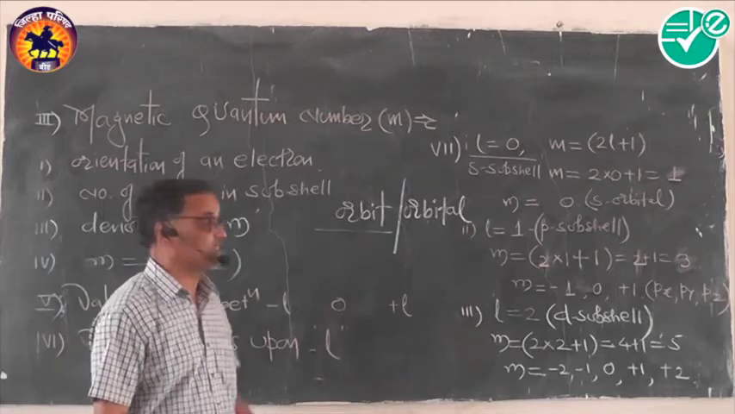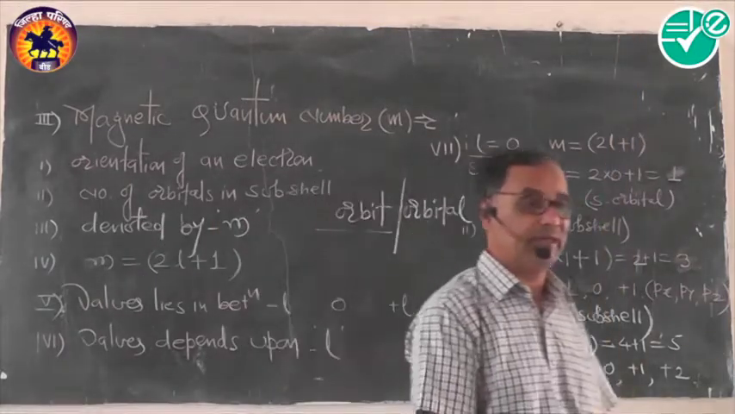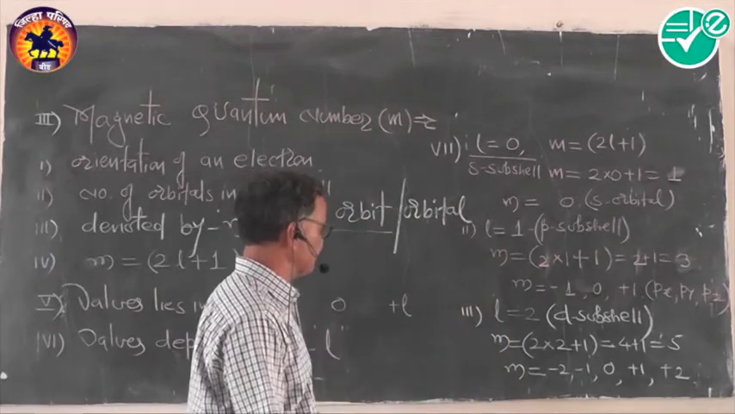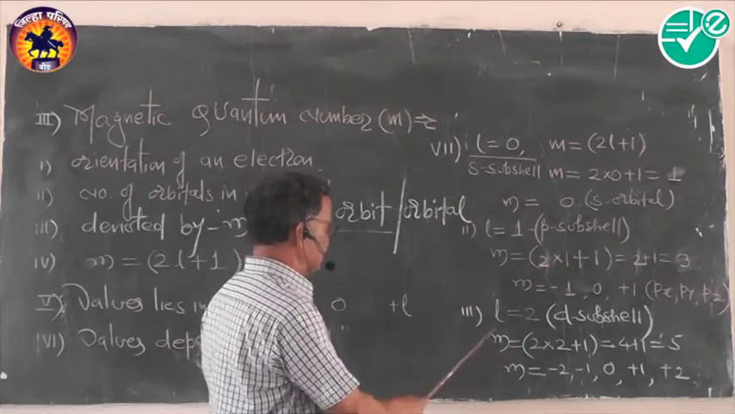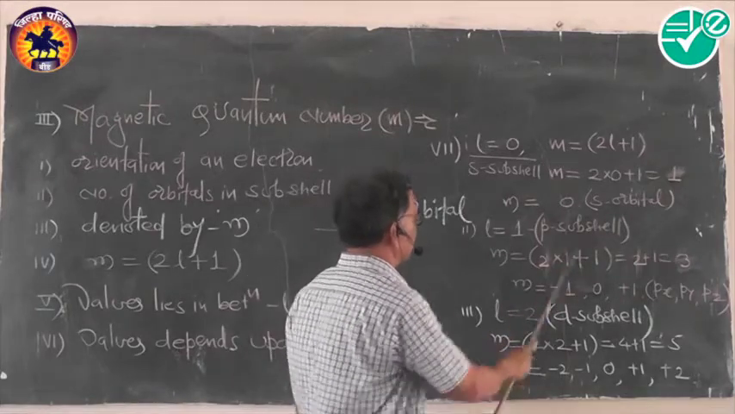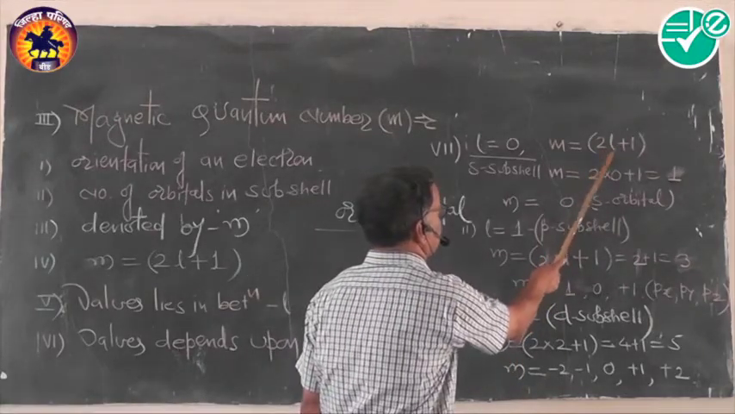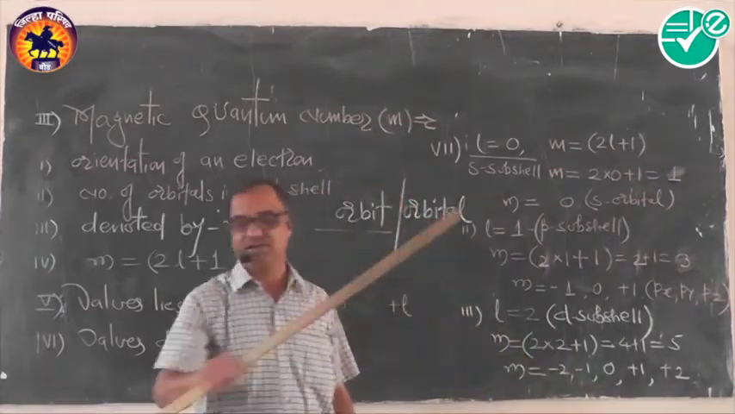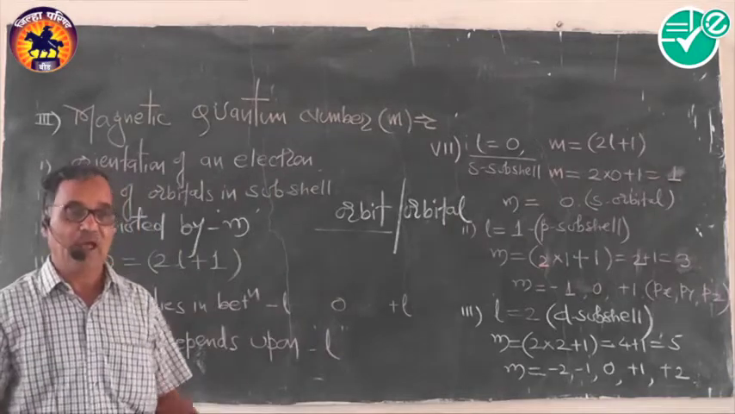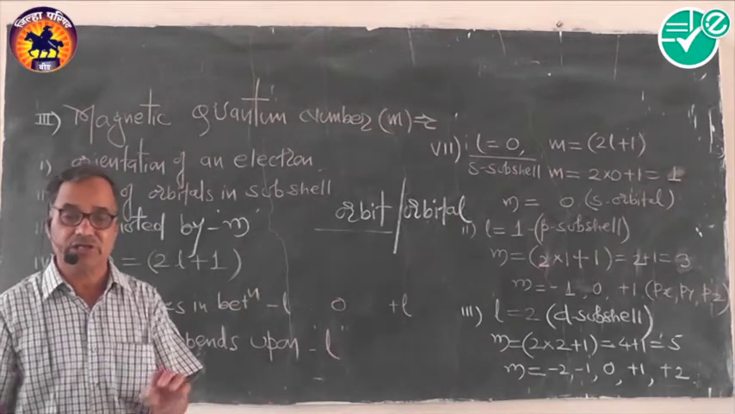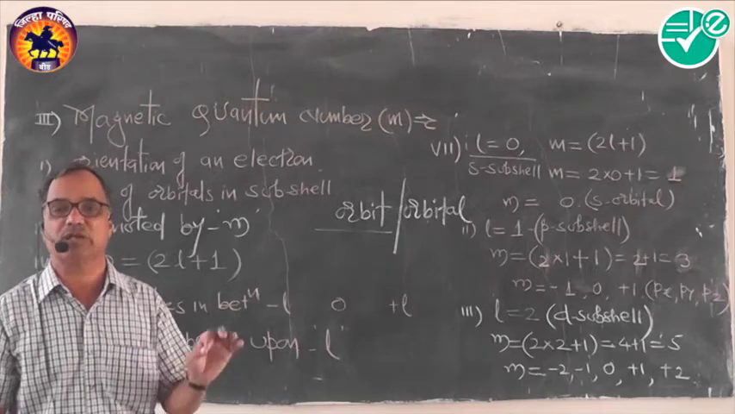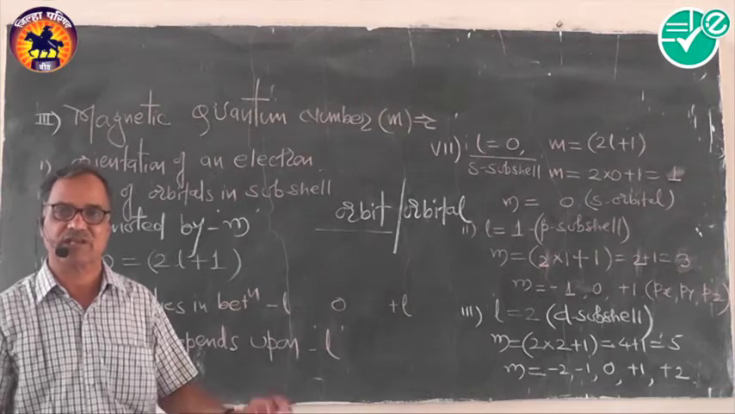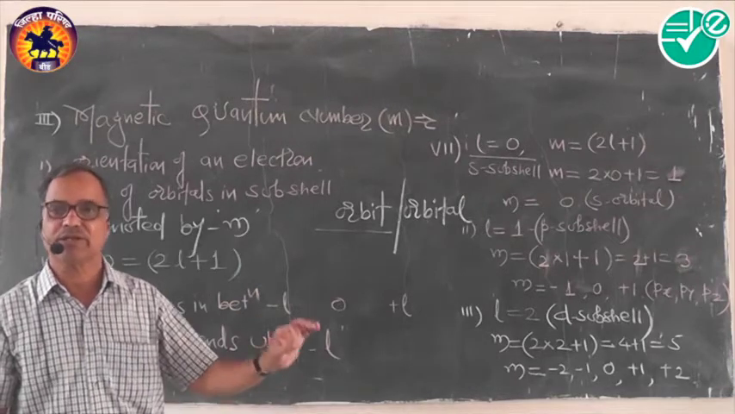In case of l is equal to 3, it means the f subshell. Put l is equal to 3 for the f subshell: 3 multiplied by 2, 6, plus 1, that is 7. 7 orbitals are present in the f subshell. As 7 orbitals are present, and each orbital contains a maximum of 2 electrons, 7 multiplied by 2 is equal to 14. So the f subshell contains a maximum of 14 electrons.